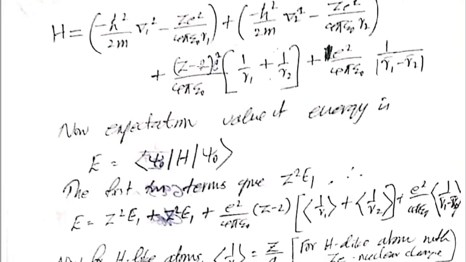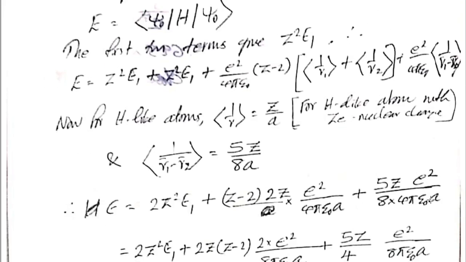Then the next term: (Z minus 2) e² by 4 pi epsilon 0 into the expectation value of 1 by r1 plus 1 by r2, that is the expectation value of 1 by r1 plus 1 by r2 with respect to psi 0, plus e² by 4 pi epsilon 0 into the expectation value of 1 by |r1 minus r2|. Now for a hydrogen-like atom, the expectation value of 1 by r is Z by a.